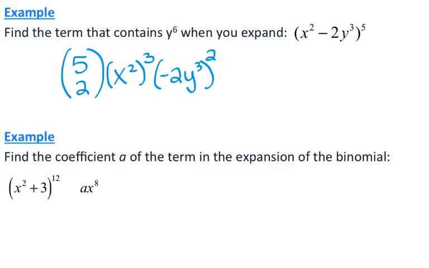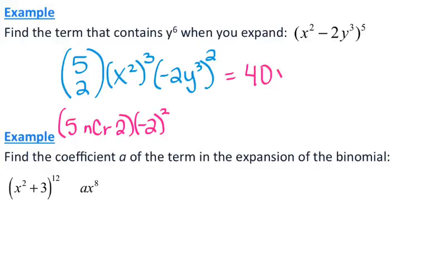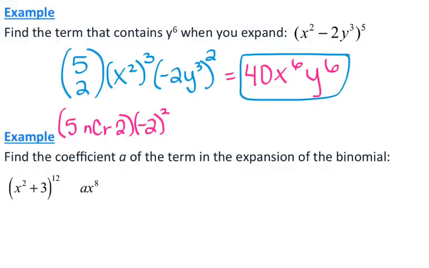Alright, so here's what I'm putting in my calculator. It's 5 NCR 2, and then negative 2 to the second power. So 5 choose 2, negative 2 to the second power, and that gives me 40 x to the 6th, y to the 6th. So this would be the term that contains y to the 6th if you were to fully expand it out.